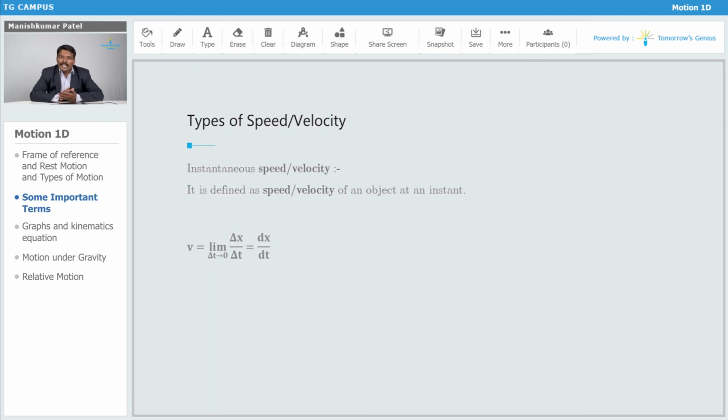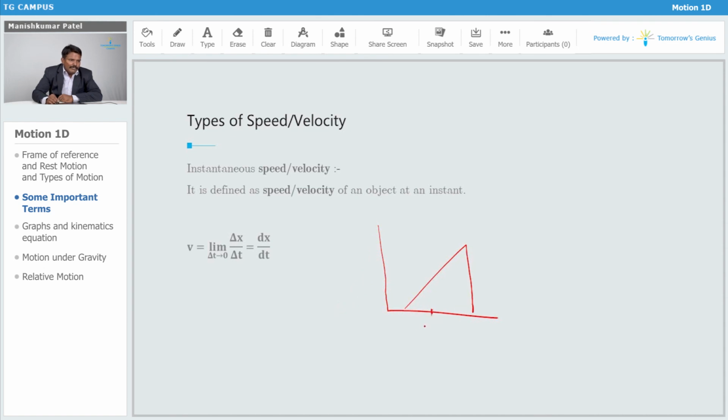Average means we are taking the average of your complete, entire journey. But instantaneous means I have to find the speed or velocity at that particular instant. That is what we call instantaneous speed or instantaneous velocity. Again, velocity equals displacement upon time, with the limit delta t tends to 0, which means your time interval should be very small, just to make sure you get a very accurate result.